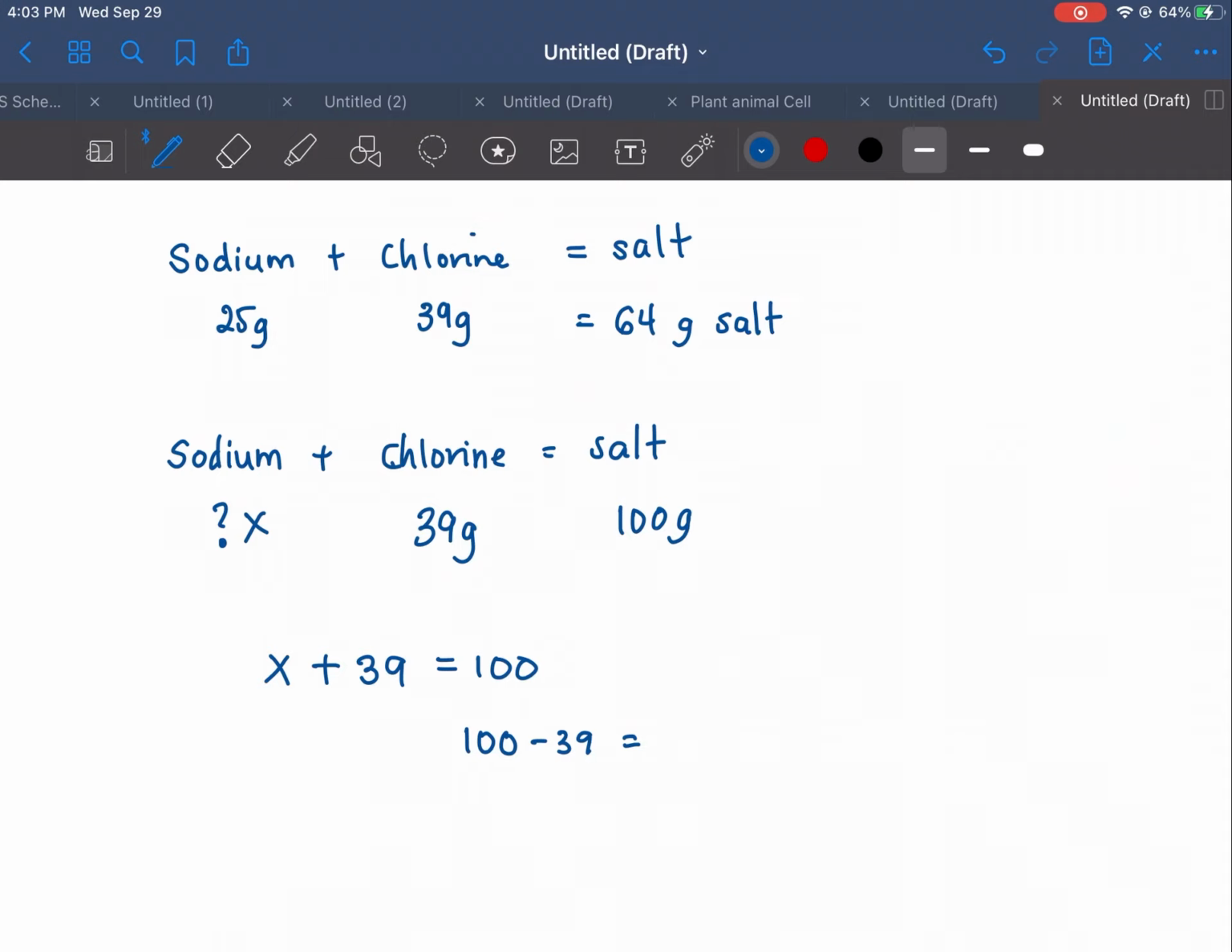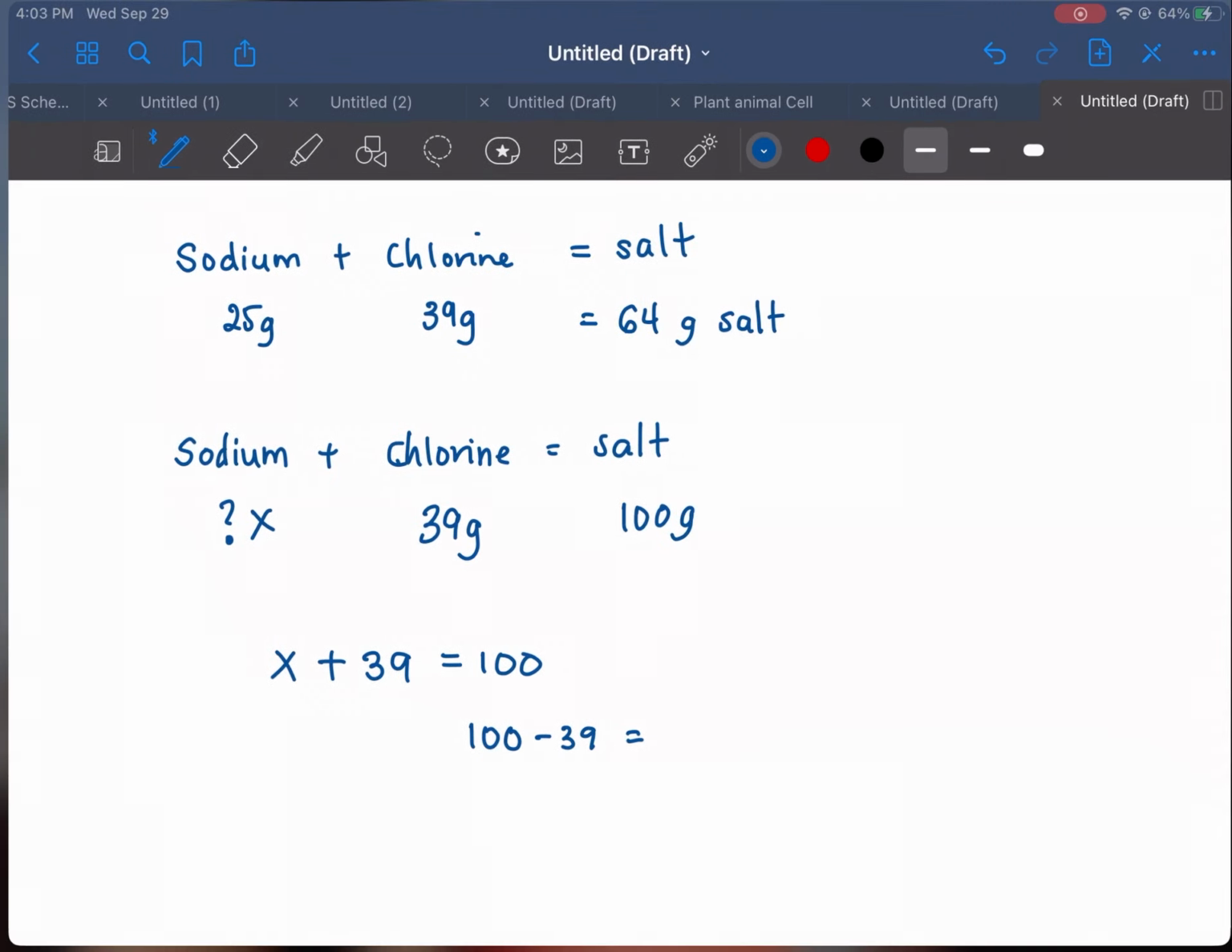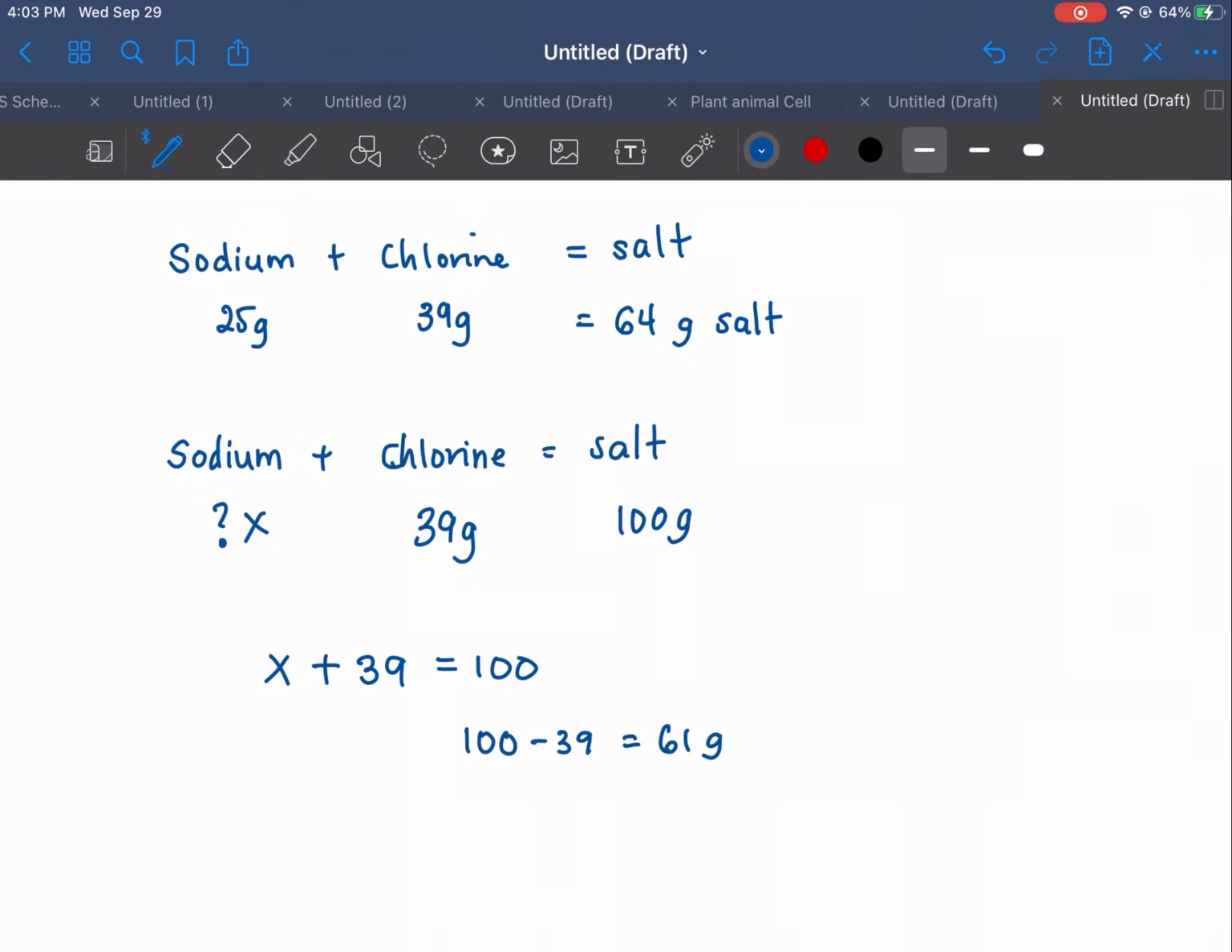Let me write that down. Okay, 61 grams of sodium.